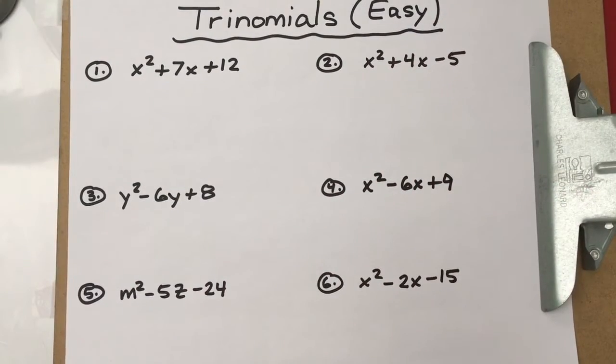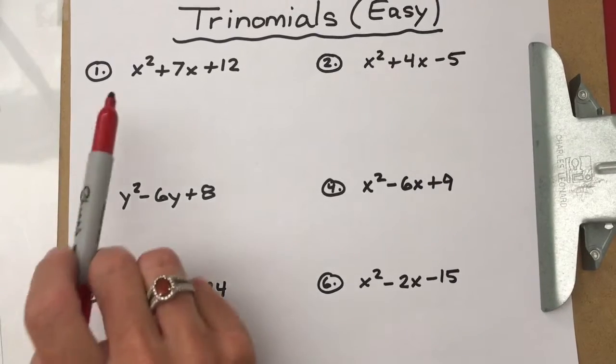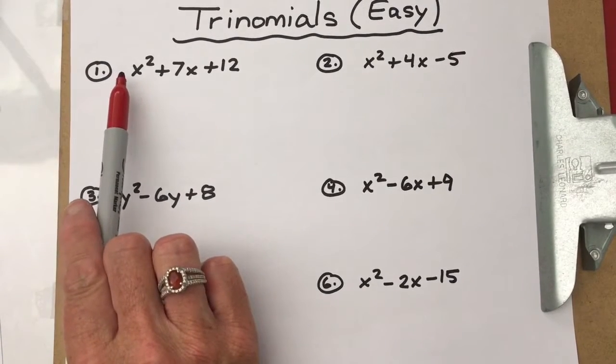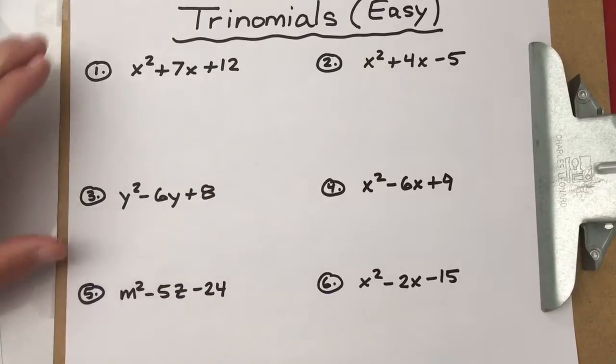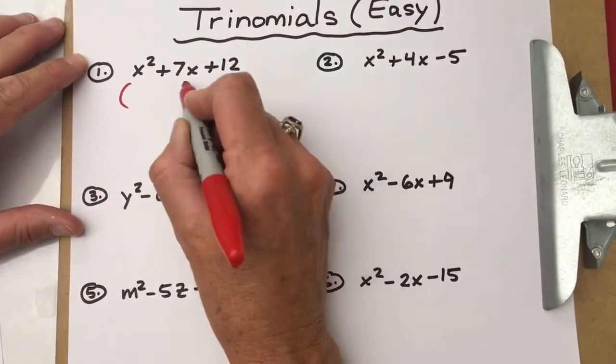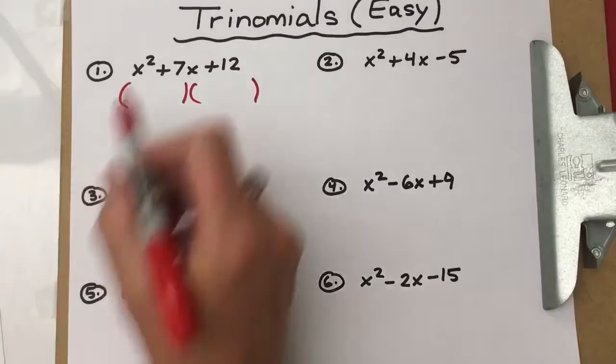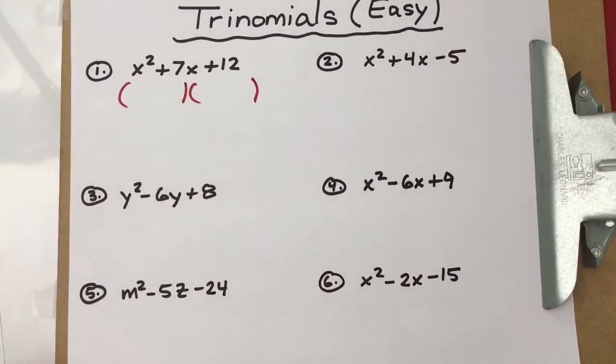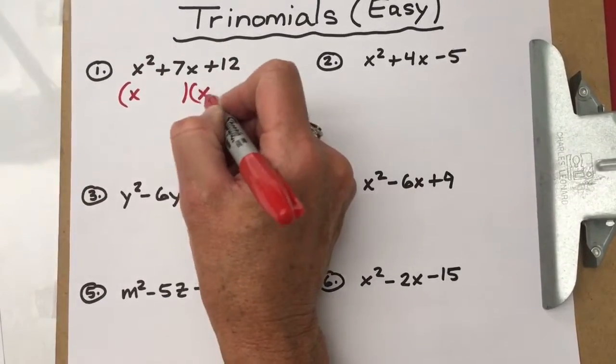Welcome to my lesson on trinomials, and I call these easy kinds of trinomials. The reason I call this easy is because there's no number in the front here. See, there's no number. So the way that we do this is we put two parentheses, and I say, what's the square root of x squared? And it's going to be an x, so that goes in the front.